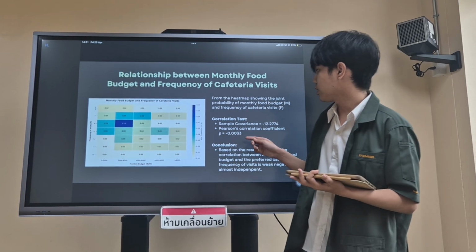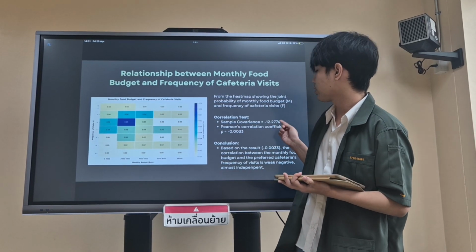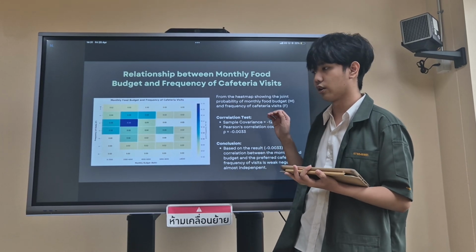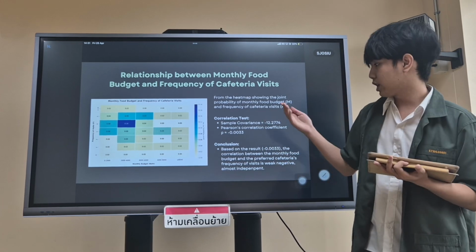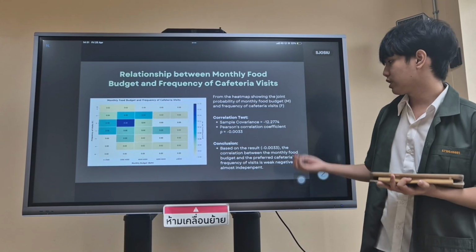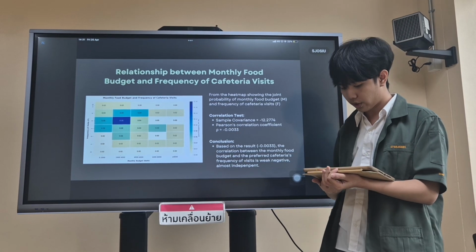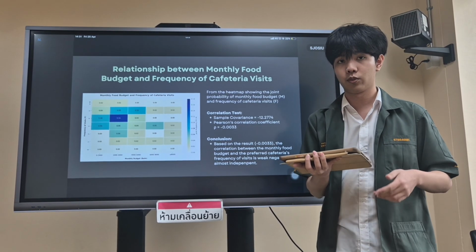But because the Pearson's correlation coefficient is close to 0, the relationship is way too weak. So in conclusion, we just say that the correlation between the monthly food budget and the preferred cafeteria frequency of visits is weak negative.